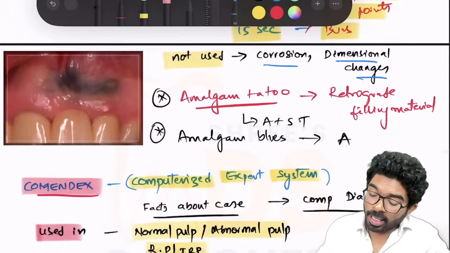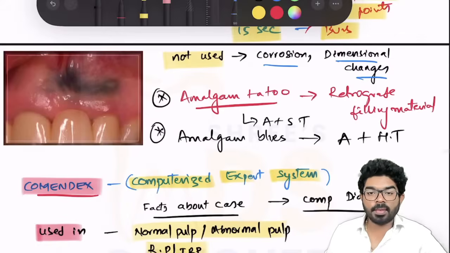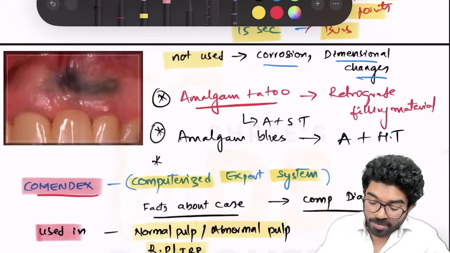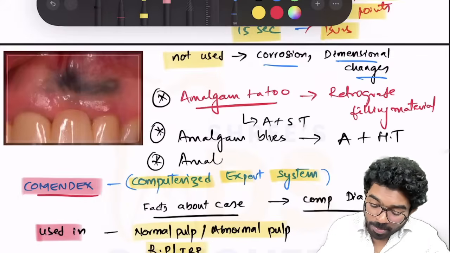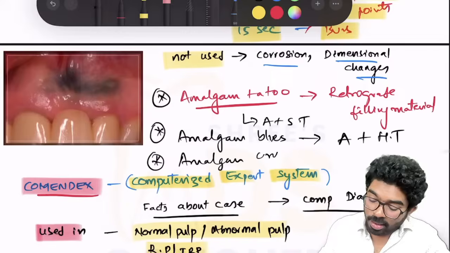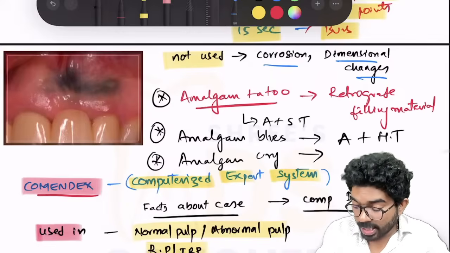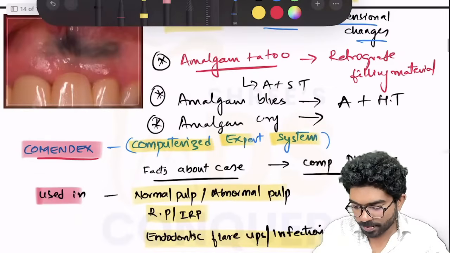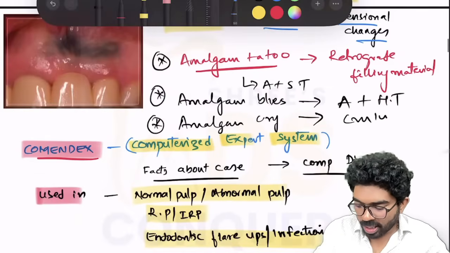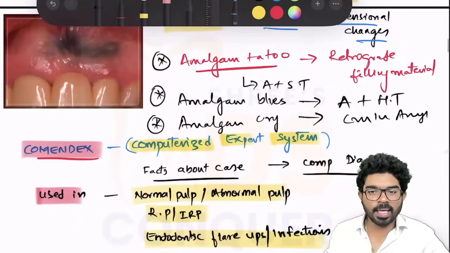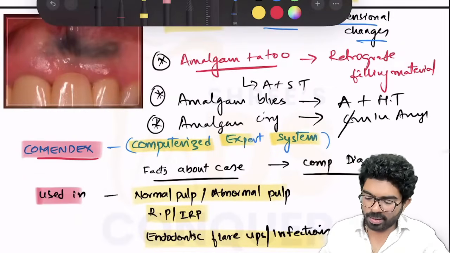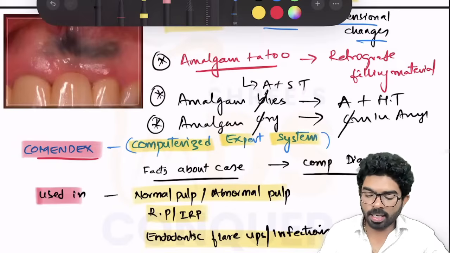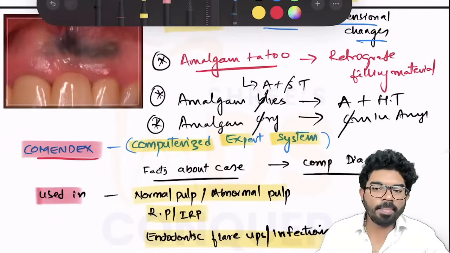Amalgam blue is amalgam in hard tissue. And the third one is very frequently asked again: amalgam cry. Amalgam cry is basically the sound that you get whenever you are carving amalgam. Carving amalgam, you get a sound that is called amalgam cry. Hard tissue is blue in color. Soft tissue is amalgam tattoo.